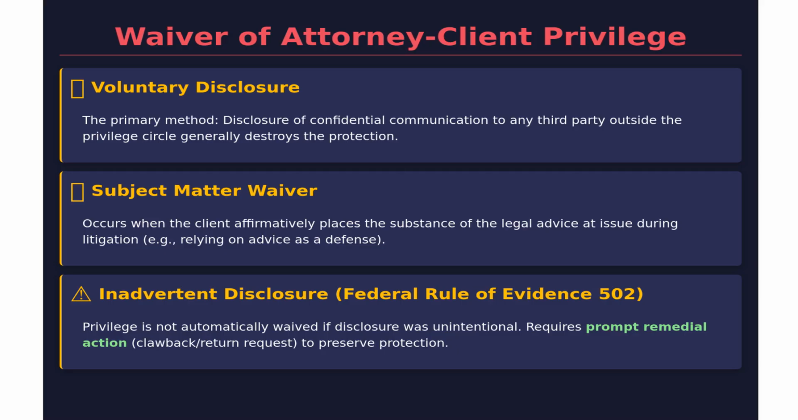Now that we understand how the work product doctrine protection can sometimes be pierced, let us shift our focus back to the attorney-client privilege and examine how this fundamental protection can be lost entirely through waiver. The most common way the attorney-client privilege is waived is through voluntary disclosure. If the client voluntarily discloses the confidential communication to any third party who is not covered by the privilege, the protection is generally destroyed for that communication.